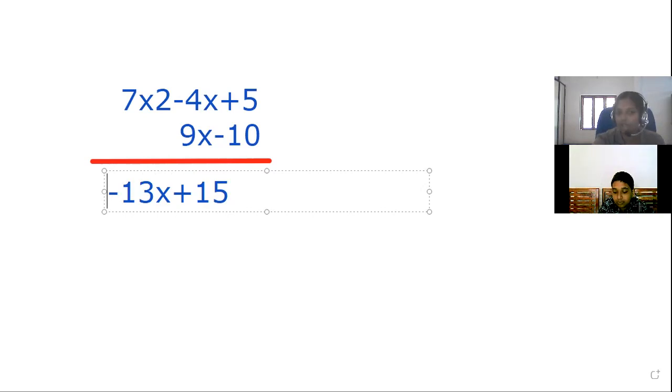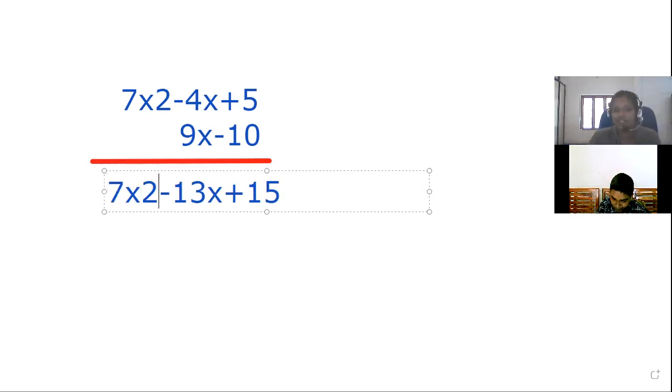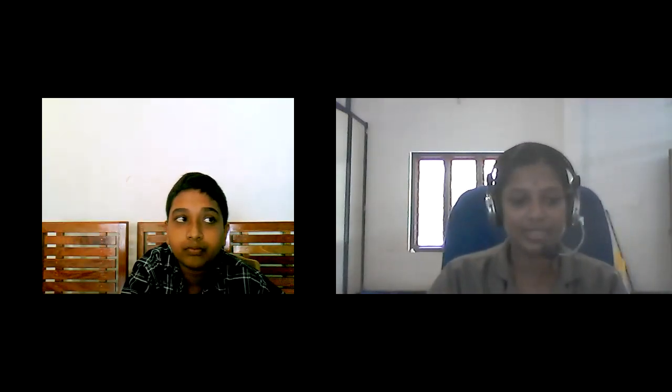Then what about 7x square? There is no term containing x square in the second expression. So we can write 7x square as itself. That is 7x square minus 13x plus 15. So did you get the idea about addition and subtraction? In both cases, what are we actually doing here? The like terms are added or subtracted in the case of addition and subtraction.